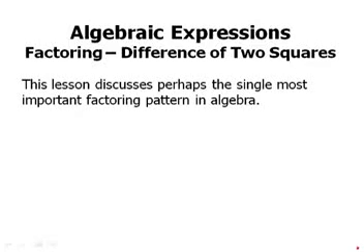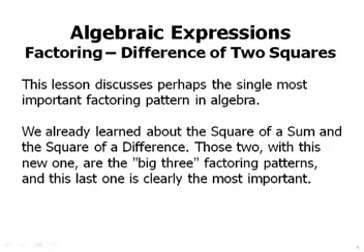This lesson discusses perhaps the single most important factoring pattern in all of algebra. We already learned about the square of a sum and the square of a difference. Those two, with this new one, are the big three factoring patterns, and this new one we're learning is clearly the most important. I'll just say, if you're not familiar with the square of a sum and square of a difference, we talked about those in the video on foiling. And so if you haven't seen that video, it may be helpful to watch that video before watching this particular video.